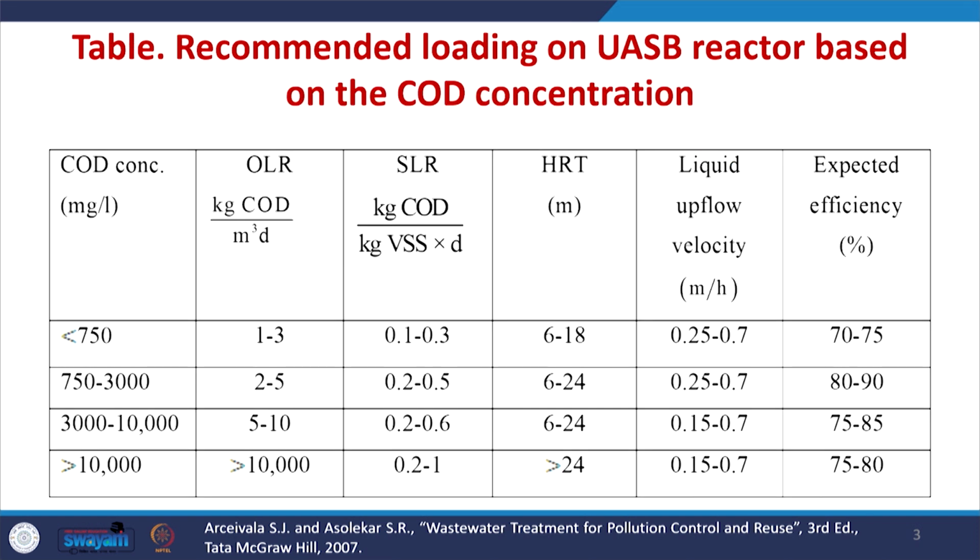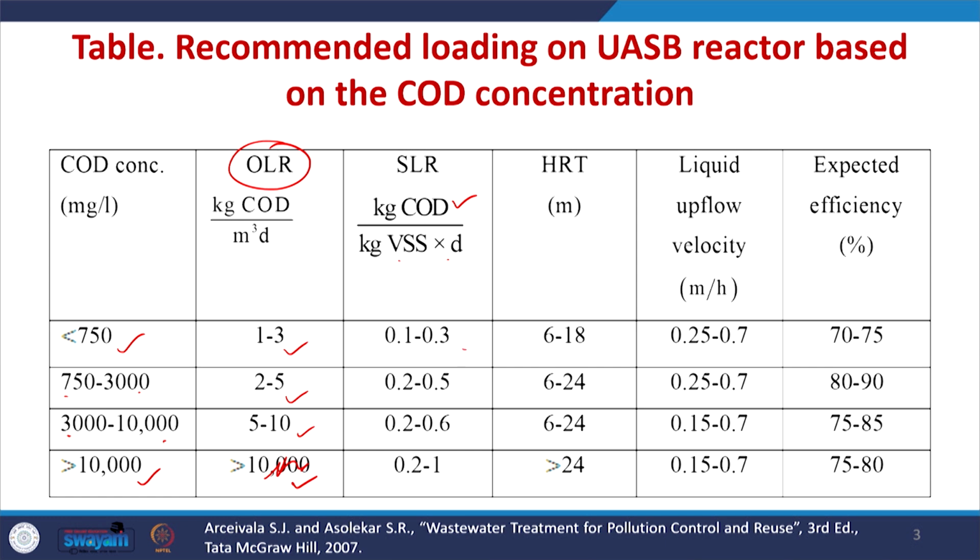Now, there are certain recommended loadings on the USB reactor based upon the COD concentration. So, if the COD concentration is less than 750 milligram per liter, or between 750 to 3000, 3000 to 10,000, or more than 10,000, then depending upon that the organic loading rate is recommended. It is recommended in the range of 1 to 3, 2 to 5, 5 to 10, greater than 10. Similarly, the sludge loading rate, which is defined as kg COD divided by kg VSS per day, is also recommended in a certain range.